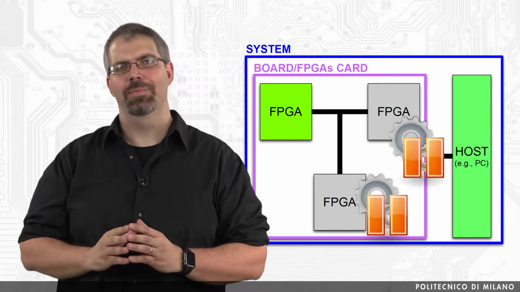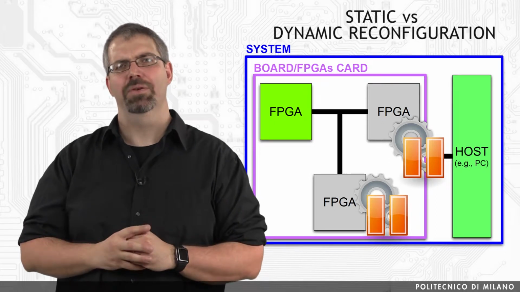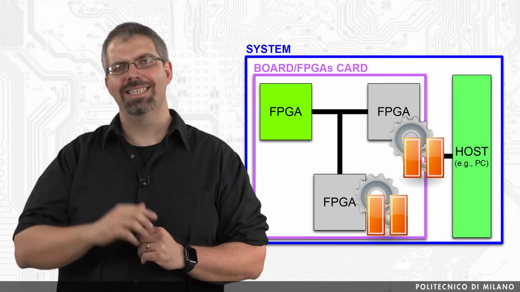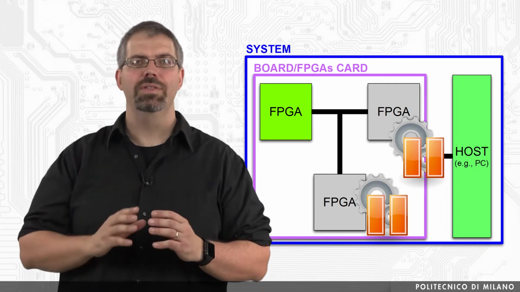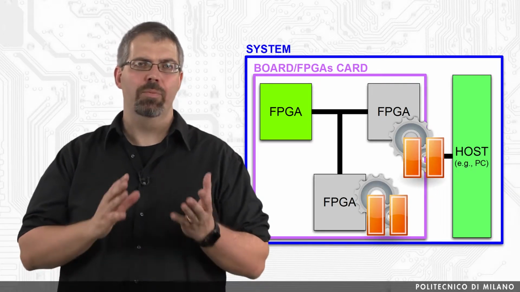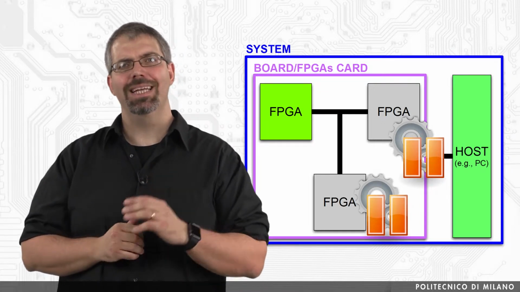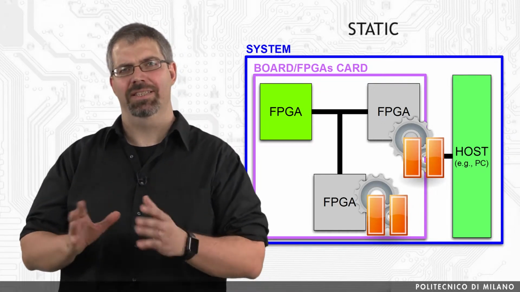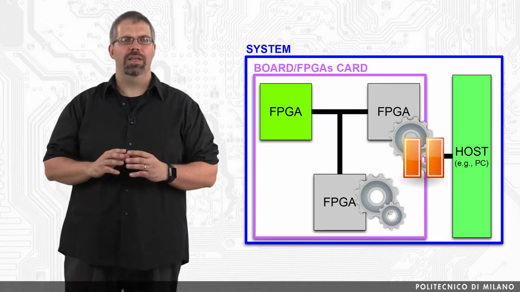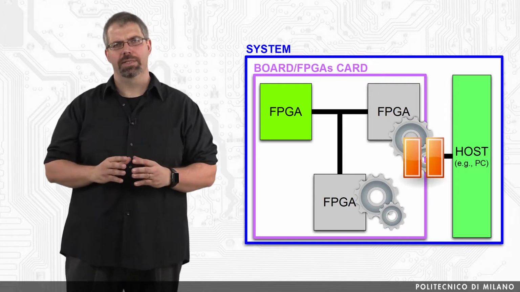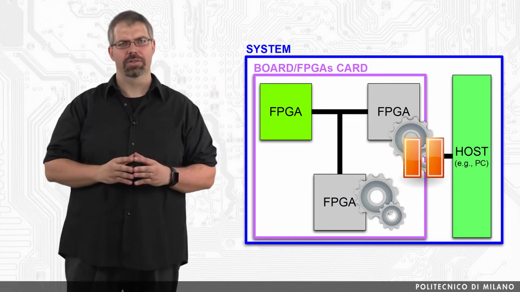Starting from this scenario, we can now try to compare the static versus the dynamic reconfiguration. In this example, we are observing a complete reconfiguration of one of the three FPGAs, while the computation of the other two will be halted. As we can imagine, this is a case for a static reconfiguration. But what if one of the other two FPGAs won't stop its computation? Well, this situation is highlighting an interesting context.